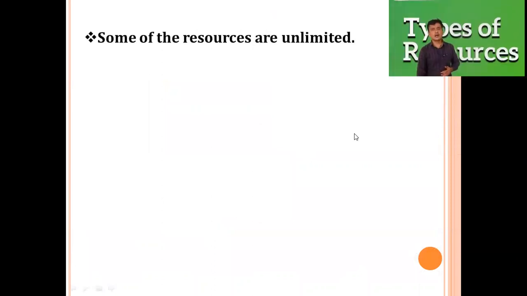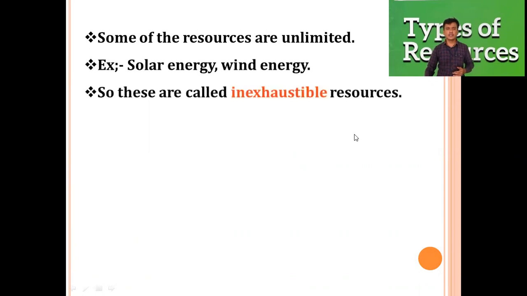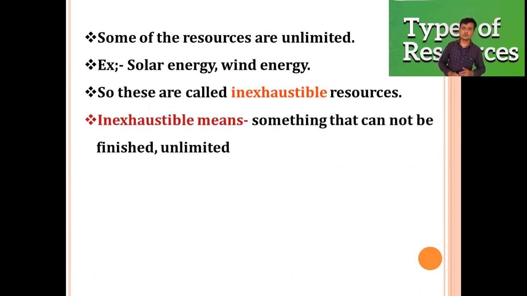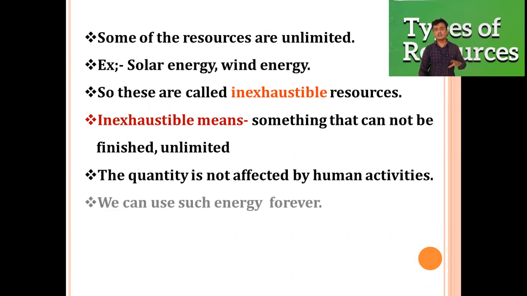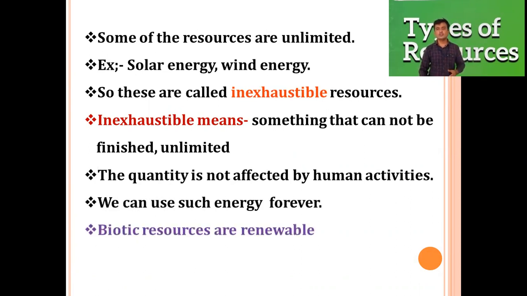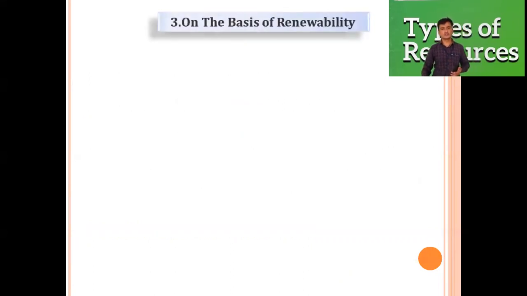These resources are unlimited, like solar energy and wind energy. These are called inexhaustible resources. Inexhaustible means that they cannot be finished. They are unlimited, and their quantity is not affected by human activities. So we can use such energy forever. Biotic resources are also renewable, like trees, human beings, animals, seeds and agricultural products.